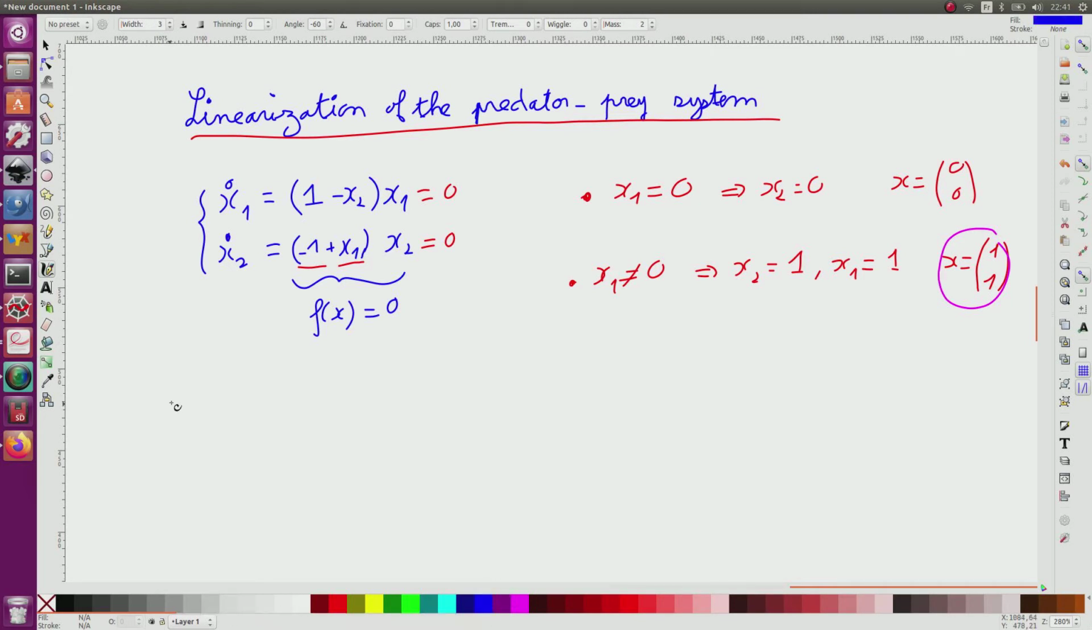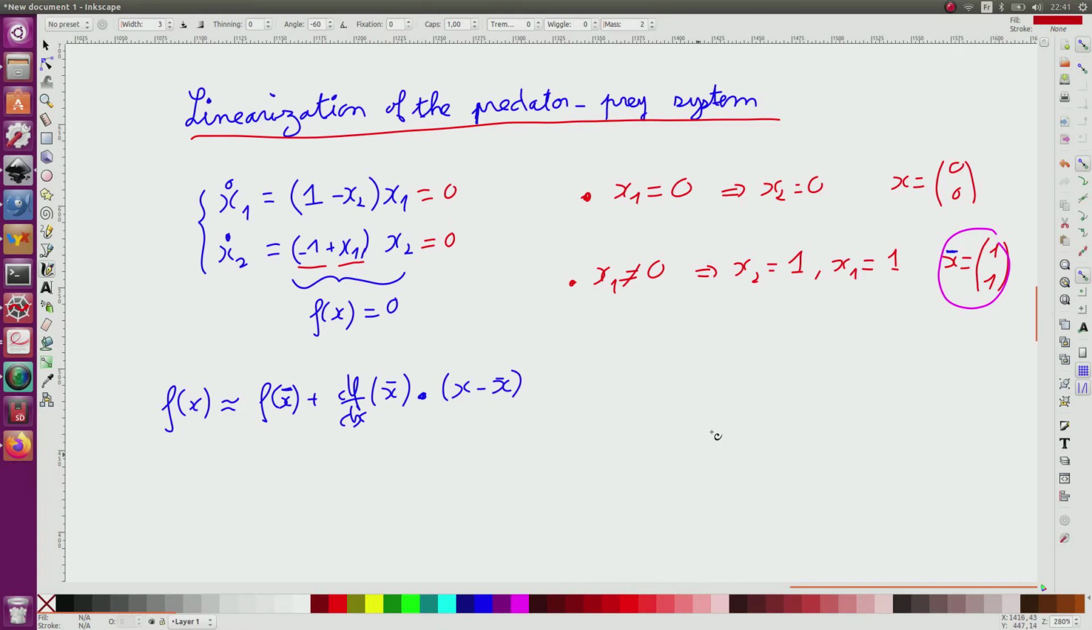Now, to linearize it, I will approximate by a first order Taylor formula, which tells us that around x bar, so x bar is this one, f of x is approximately equal to f of x bar plus the derivative of f with respect to x, so the Jacobian matrix, evaluated at point x bar, multiplied by x minus x bar.